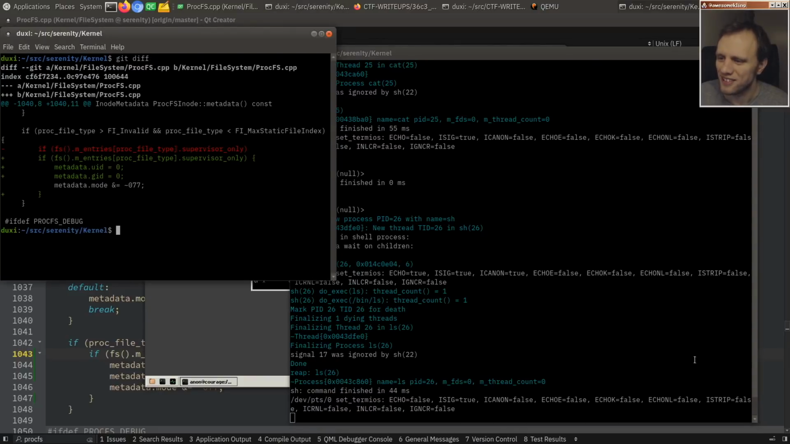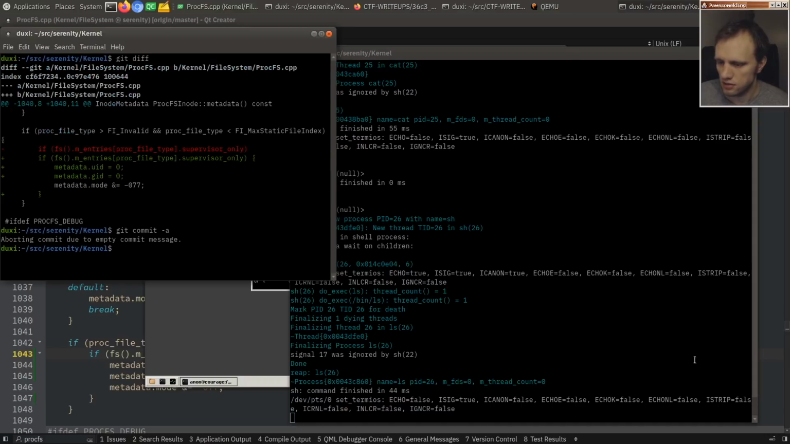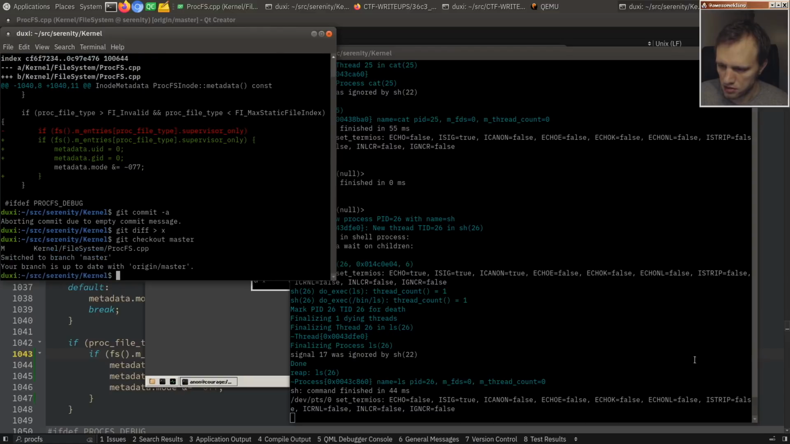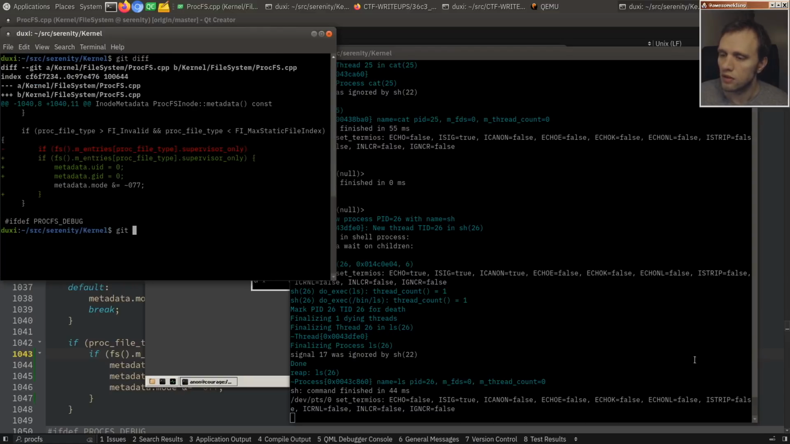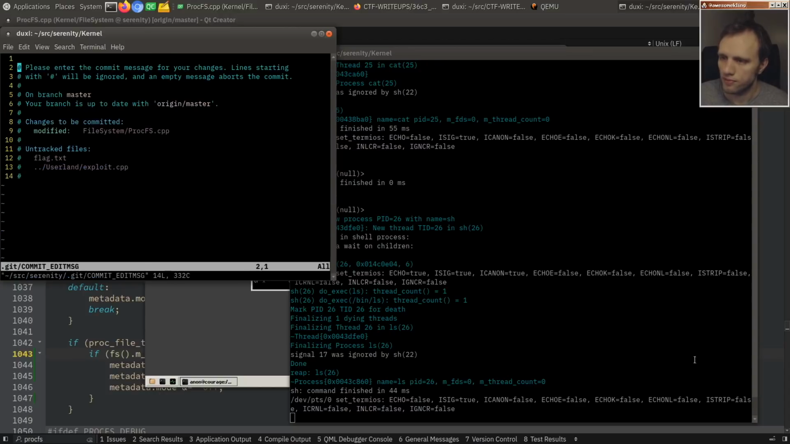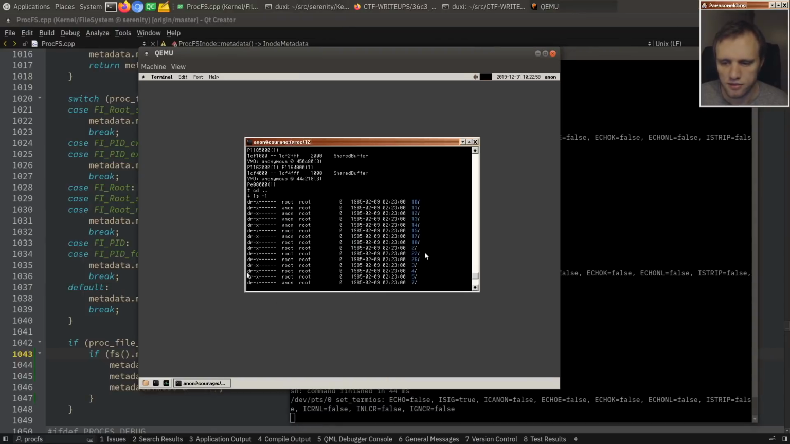So let's commit this. Oh wait, shit, I'm in a detached branch. Check out master. Okay, so procfs: supervisor only inodes should be owned by UID 0, GID 0. Cool. So that's a nice little fix.